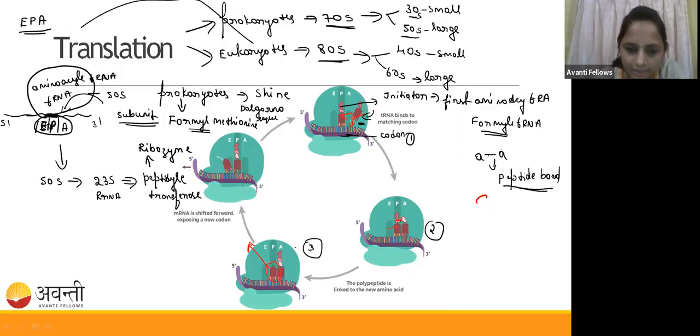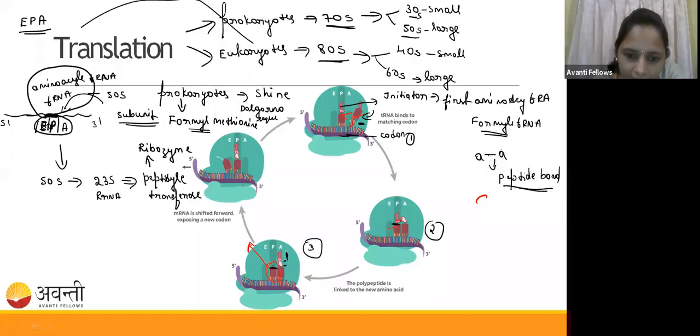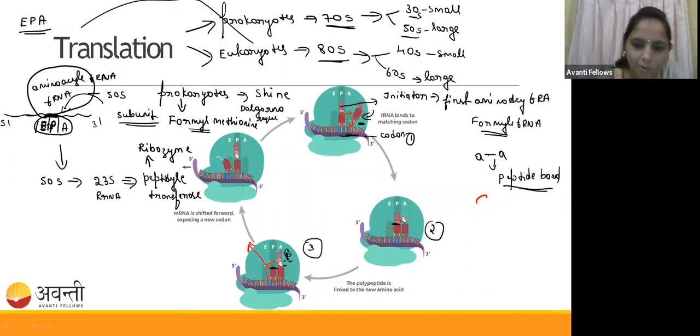Okay. You can see here, it is in the P site, right? Now it is in the P site here. It is moved to the A site here now. Okay. This is the one amino acid. This is the second amino acid. This is the third amino acid. Okay. Now what will happen?